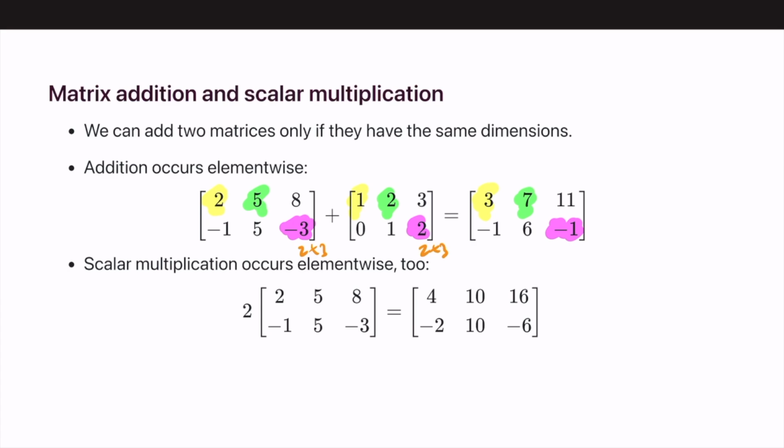Now with scalar multiplication, we take just a value, a scalar, and we multiply it, of course, element-wise as well. So if we take 2 and we multiply it by 2, that gives us 4, and we just do that across the entire matrix in an element-wise fashion. And again, it's important to remember that it is element-wise.